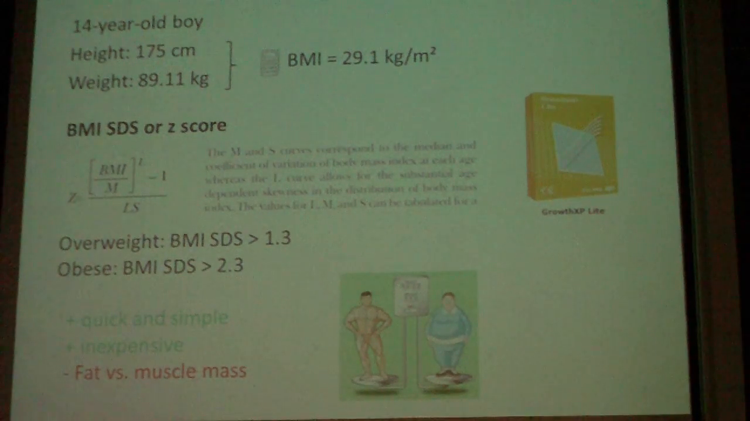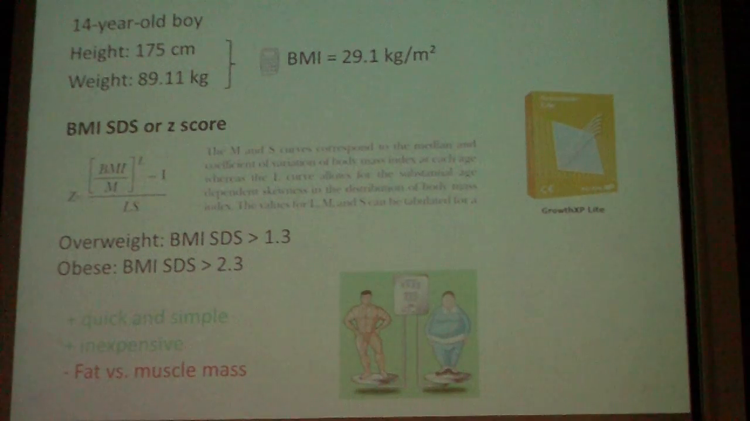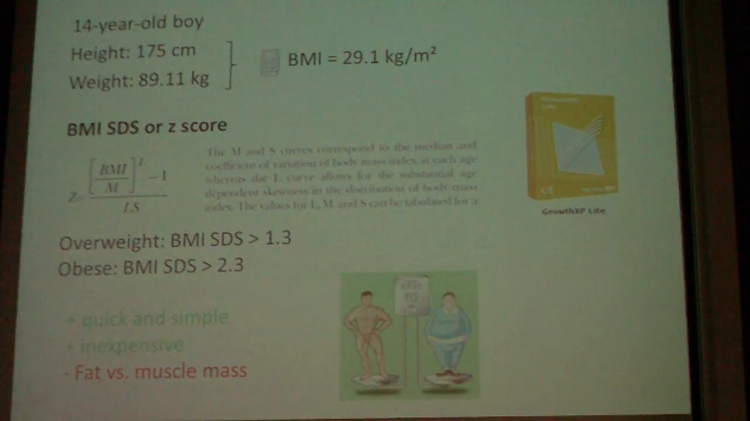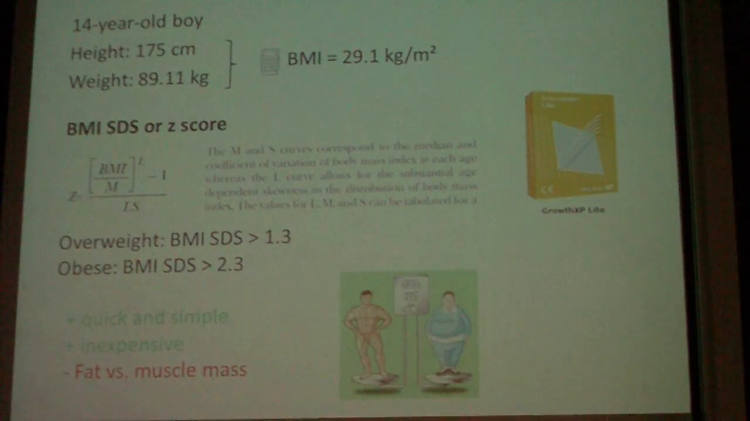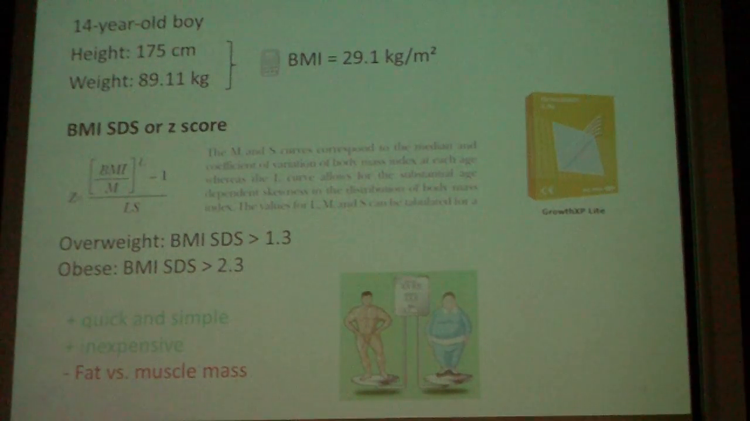The BMI calculation is simple, it's quick, it's also inexpensive, but the problem is we cannot discriminate between fat and muscle mass. So we see, like, the fitness boy has a high muscle mass, an obese boy has a high fat mass. If we calculate the BMI, they have the same BMI, but the fitness boy is healthier than the obese boy.